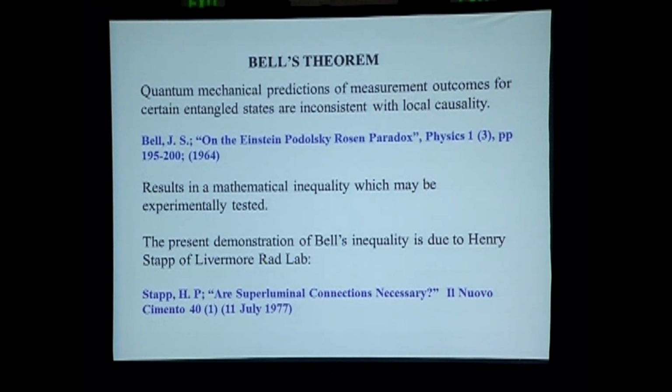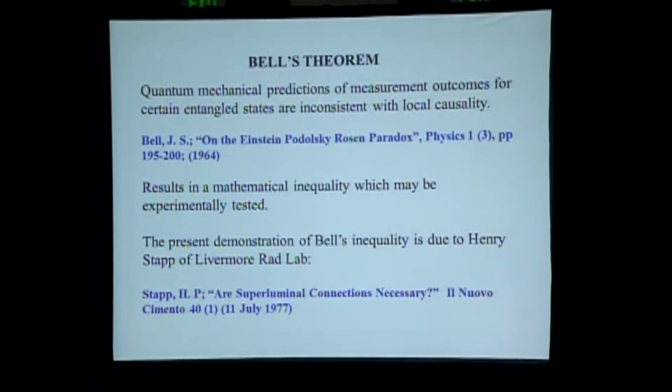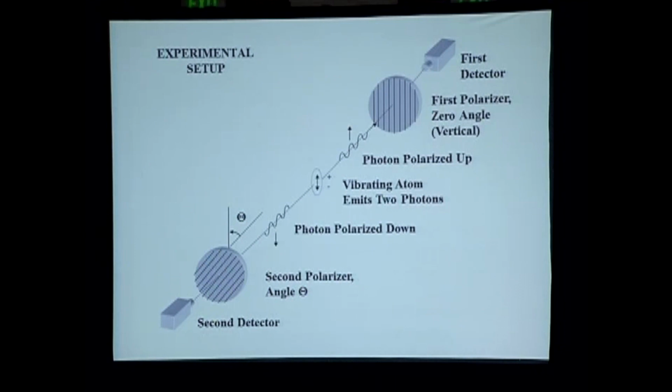And for the next decade, Bell's theorem was rather underwhelming. The mathematical inequality was experimentally tested, and it has consistently been found that quantum mechanics rules and local causality often fails. For the present demonstration of Bell's inequality, due to Henry Stapp, I will follow his analysis. It was published in July of 1977, so this is all pretty old stuff.